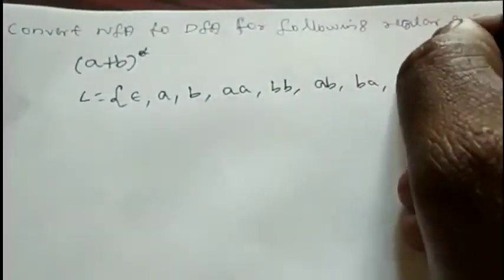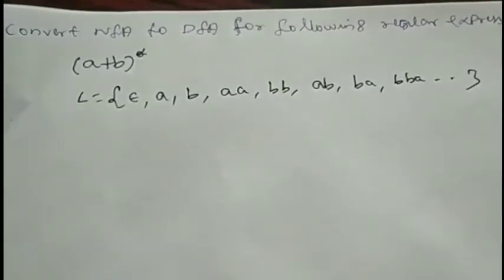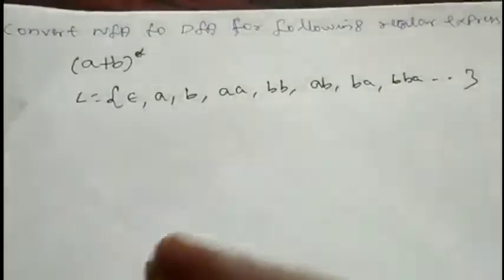So I said that when you use plus over here, it means that you have to take two different paths. So the language which can be generated here is: you will get epsilon, and you will get A, you can get B, you can get AA, BB, AB or BA, BBA, and so on and so forth. Okay, so this is the language which can be generated. So first we will construct an NFA for this.